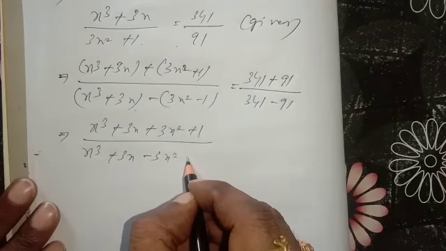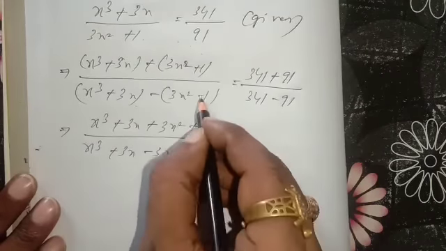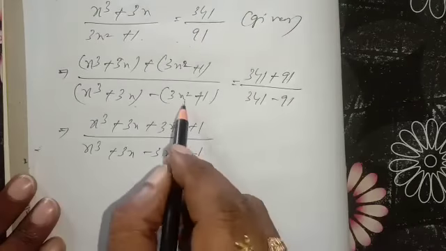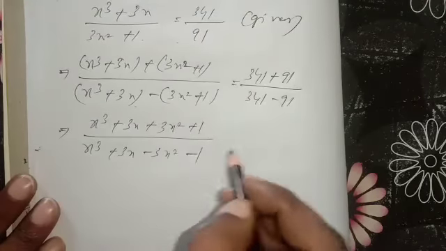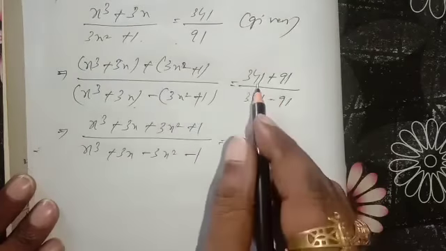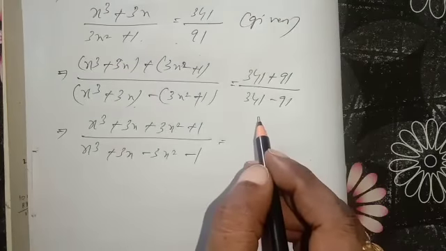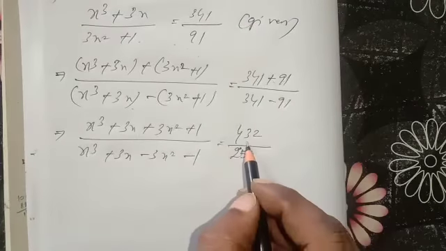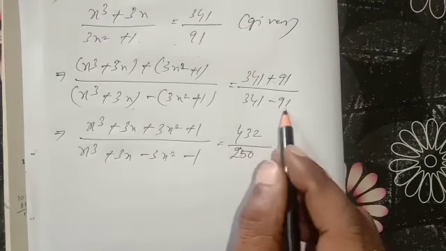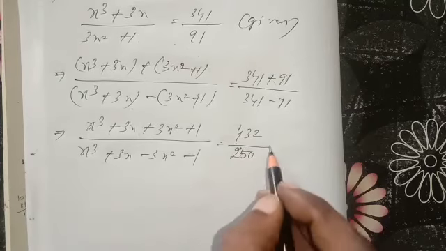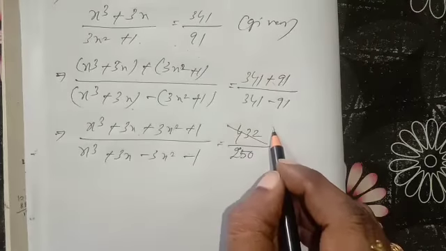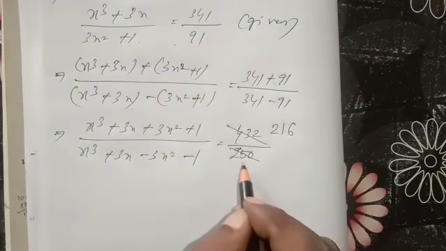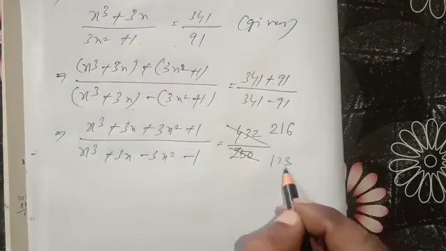This is a plus sign. This will be minus 1 because the denominator is 3x square plus 1. If you open, this will be minus 1, and how much is this coming? 341 plus 91, if you add, how much are you getting? 432. And if you do 341 minus 91, it is coming 250. It will go by 2. It is coming how much? 2 to the 4, 216, and if you cancel by 2, it will be 125.